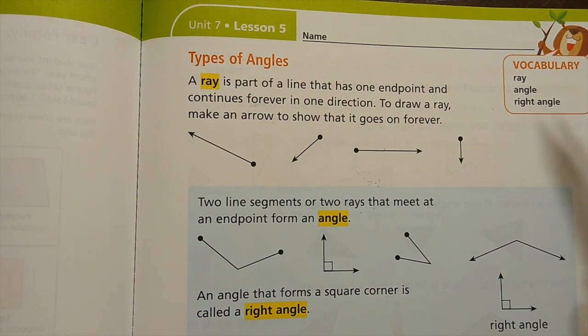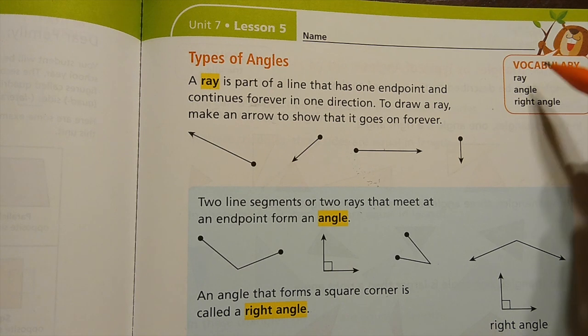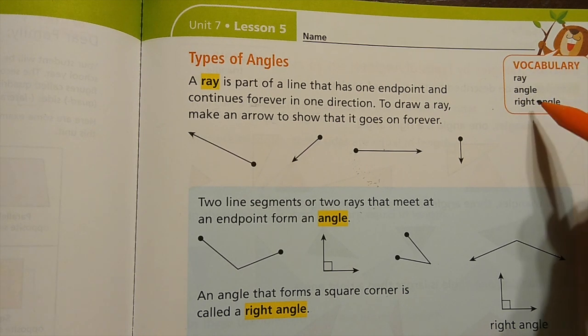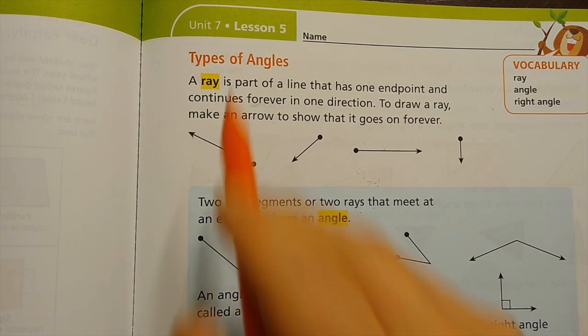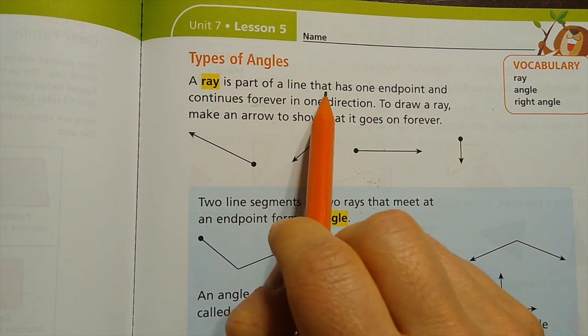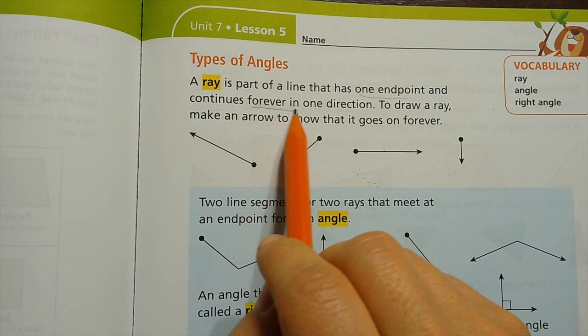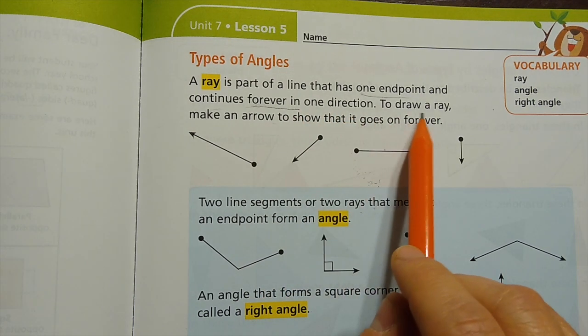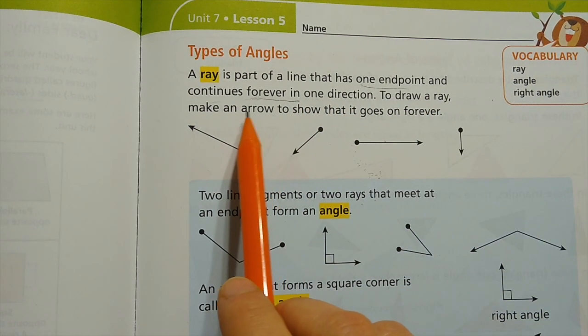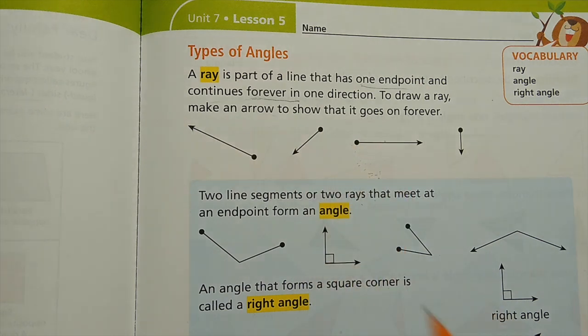We have vocabulary. Let's take a look at our words. We have ray, angle, and right angle. A ray is a part of a line that has one endpoint and continues forever in one direction. To draw a ray, make an arrow to show that it goes on forever.